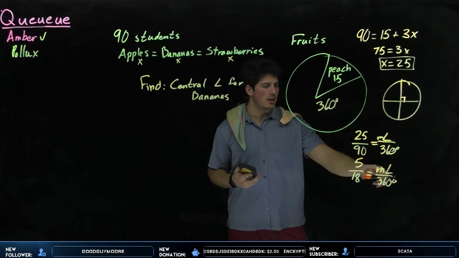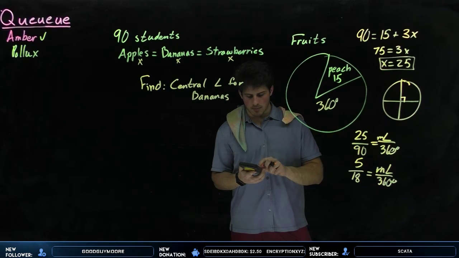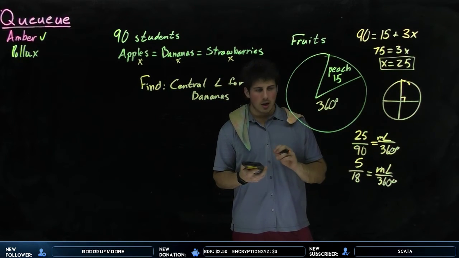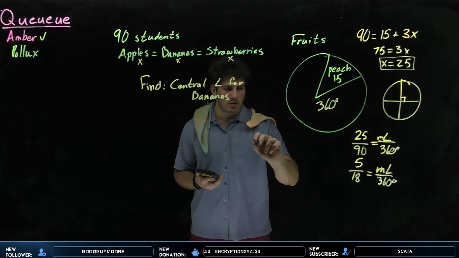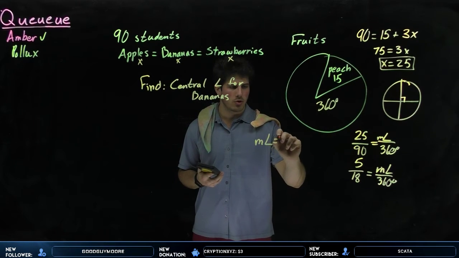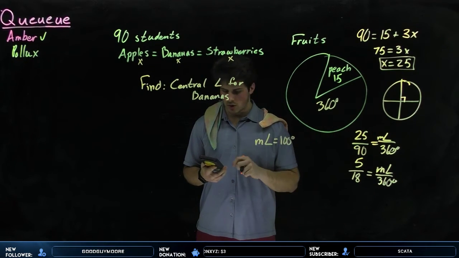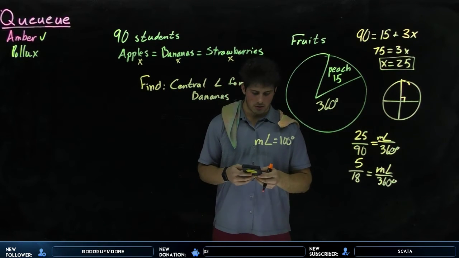Now I just plug in. I'm going to take 5 times 360, then divide it by 18. And I'm going to get that the measure of the angle is equal to 100 degrees, which is quite convenient. I like nice whole numbers.